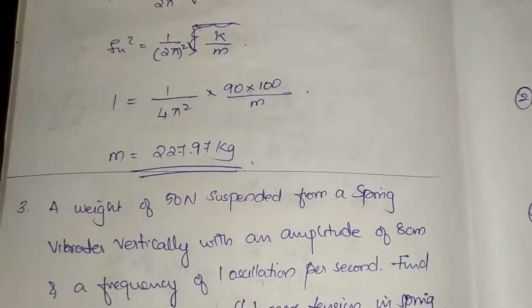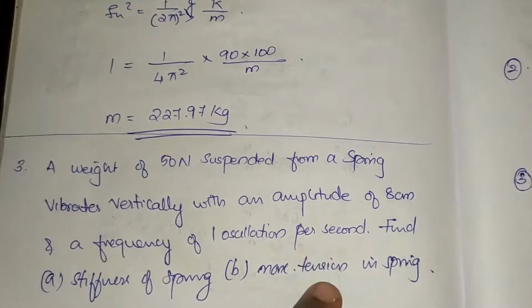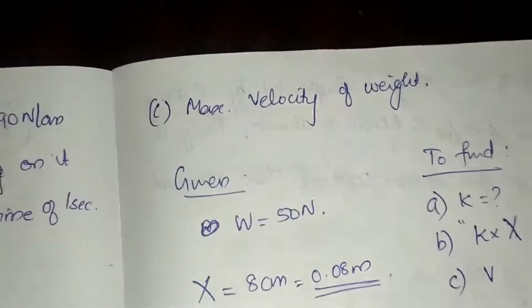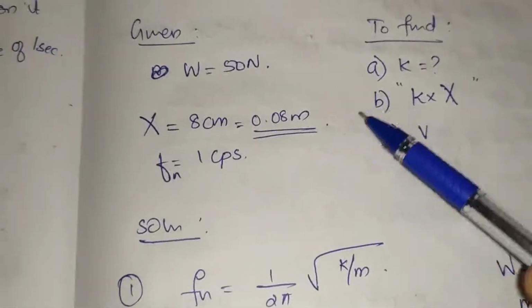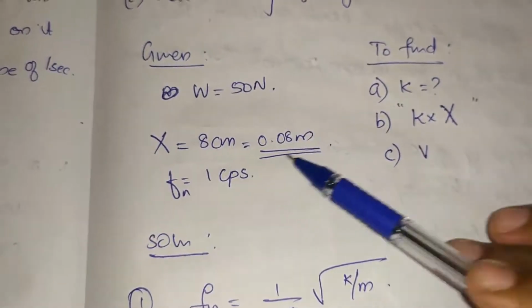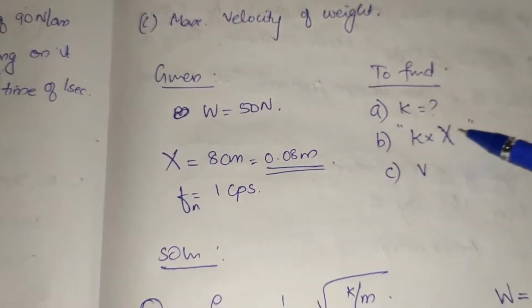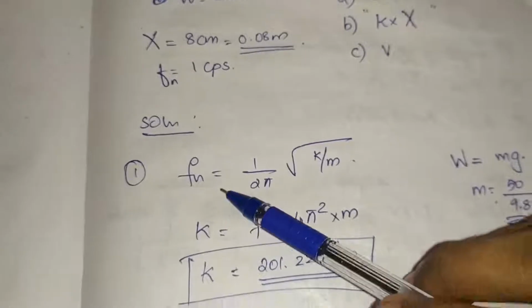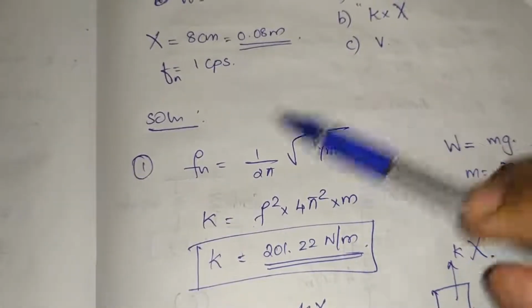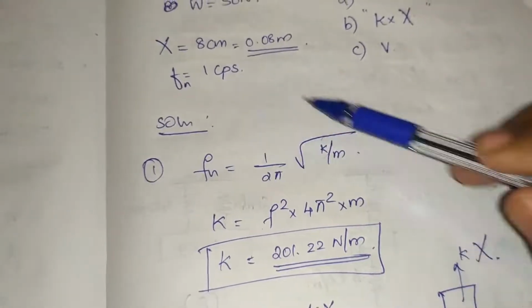You need to find out K, and the tension in the spring, that means force, F is equal to Kx. And maximum velocity can be found as omega into x. See, you have W, these terms are given. F is K into x, where x is the distance, the maximum amplitude. V you need to find out. So frequency is easy, 1 by 2 pi root of K by M. The only unknown term is K, you know Fn and M.